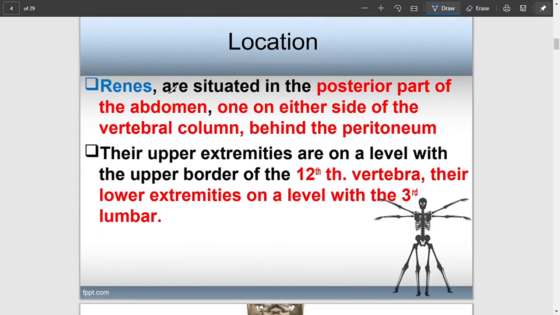Location. Reins, meaning kidneys, are located in the posterior part of the abdomen. They are quite close to the posterior abdominal wall, one on either side. We have two of them, and they are behind the peritoneum. Behind the peritoneum means the peritoneum is not exactly covering it. It is a retroperitoneal organ.